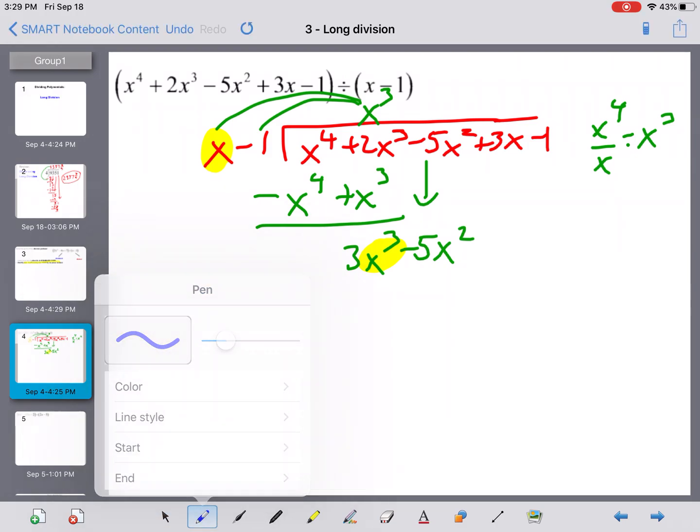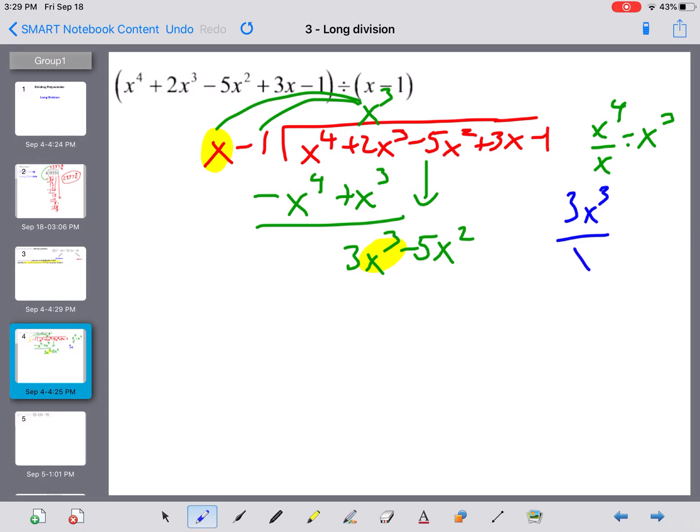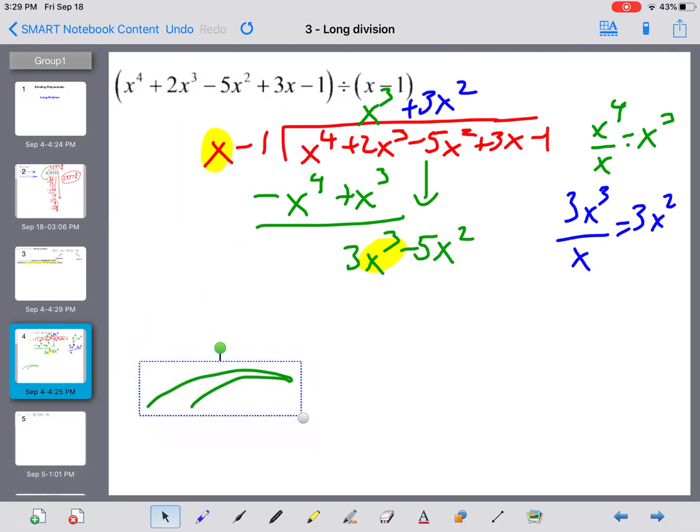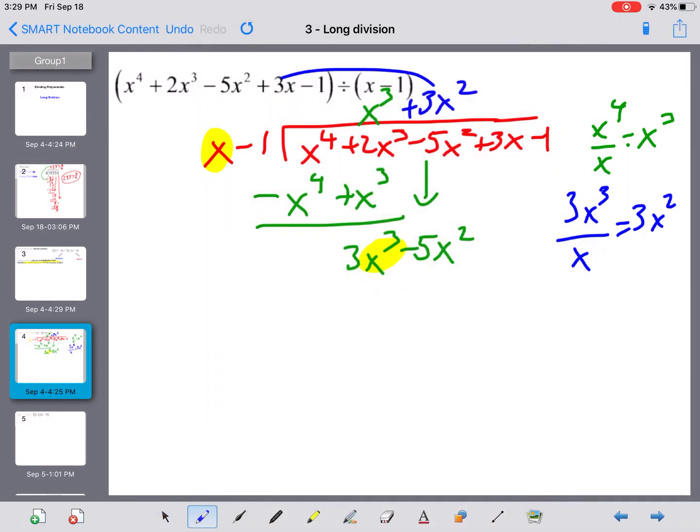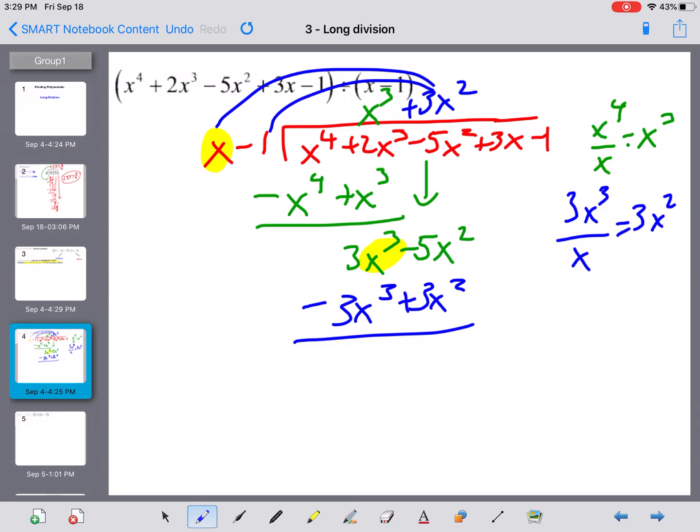If we need to do some scratch work, 3x cubed over x is going to be 3x squared. So we're going to say plus 3x squared, and now we're going to multiply that into everything that we're dividing by. 3x squared times x is 3x cubed, and 3x squared times negative 1 is minus 3x squared. We're going to subtract at this step, so we subtract by changing the signs. These will always give you 0, and then negative 5x squared and 3x squared is going to be minus 2x squared. We bring down the next piece of 3x, and we continue the process.